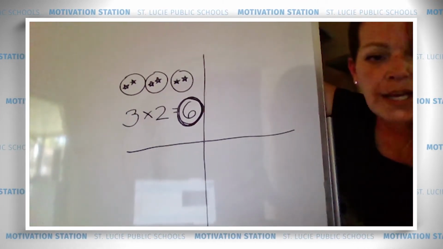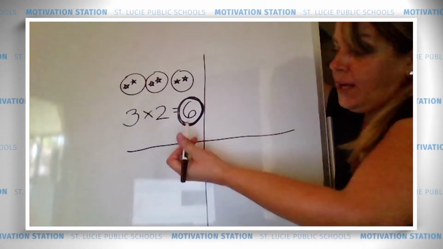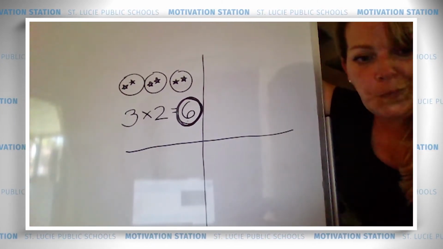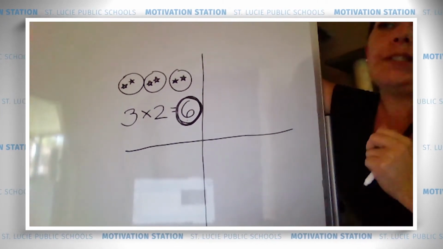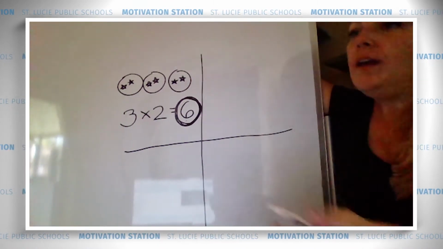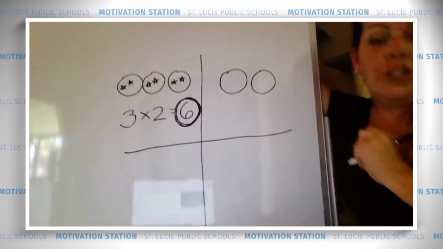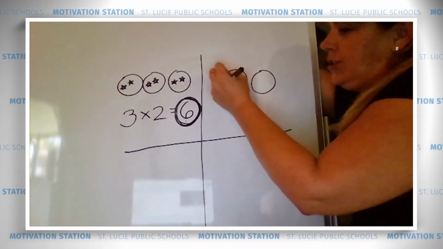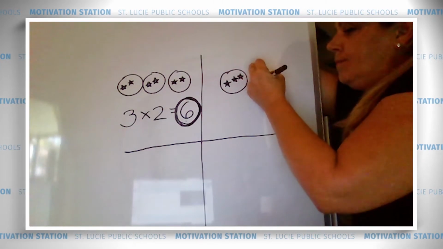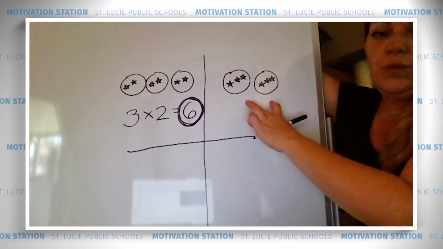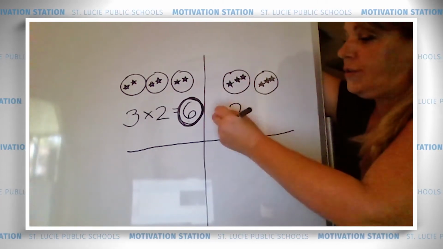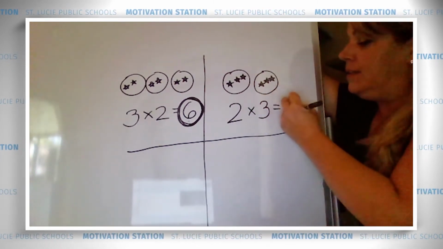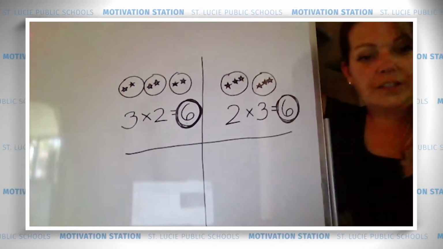Okay, so does anybody have any ideas on a different way I could make a total of 6 stars? Different number of groups with a different amount in each group. Anybody have any ideas? Marcus, I think you have an idea out there. Okay, yeah, I could do only 2 circles. How many would need to be in each one, Marcus? Yeah, 3 stars in each. So now this equation would look a little bit different because I have 2 circles with 3 stars in each circle, but I still get a total of 6 stars.